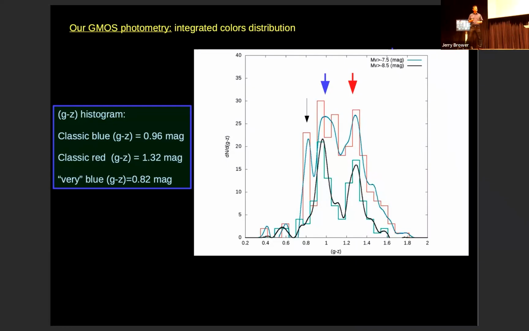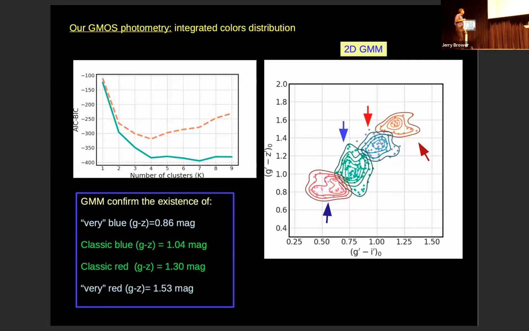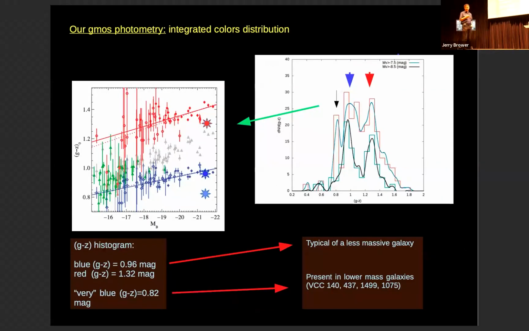In order to check that, we ran a two-dimensional GMM, and we found that this globular cluster system is composed of four populations. The blue globular clusters, the red globular clusters, the same as in the previous galaxy, and another population, and the bluest objects are here. So we put the position of these peaks in this plot.